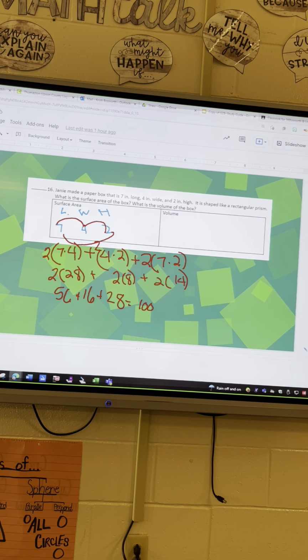That's your surface area. Now it wants to know the volume. Volume's going to equal your length times width times height. So you're going to do 7 times 4 times 2. 28 times 2. 56. And the surface area is going to be inches squared. So that's 100 inches squared. This is inches cubed. Question.